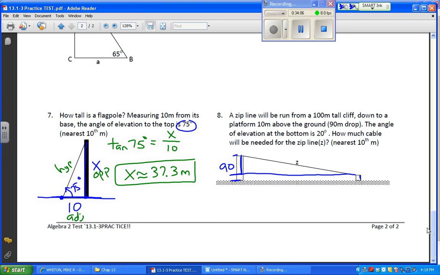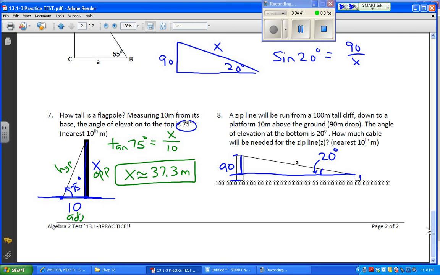The angle of elevation at the bottom is 20 degrees. So again, that's going to be this angle here is 20 degrees. And we need the length of the zip line. So our triangle, let's draw this a little nicer here: 20 degrees, 90, we want to find that. Again, this one looks like an opposite and a hypotenuse, so a sine problem. So the sine of 20 degrees will equal 90 over x.